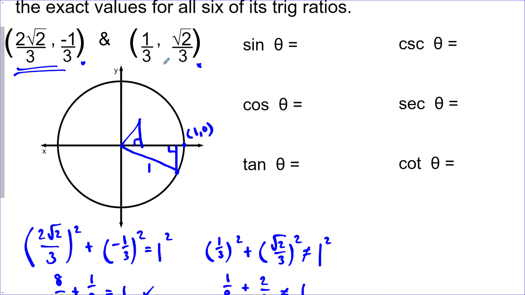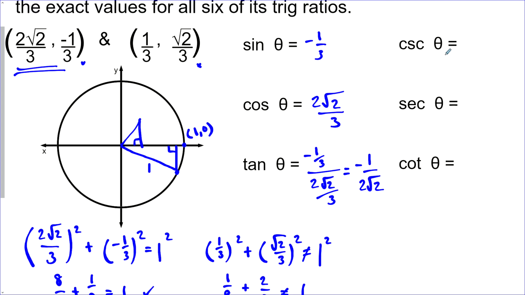Remember, sine is the y value of the coordinate, so negative 1/3. Cos is the x value of the point, so 2 root 2 over 3. And tan is opposite over adjacent, or sine over cos. So sine over cos. And when we simplify this, we get negative 1 over 2 root 2.